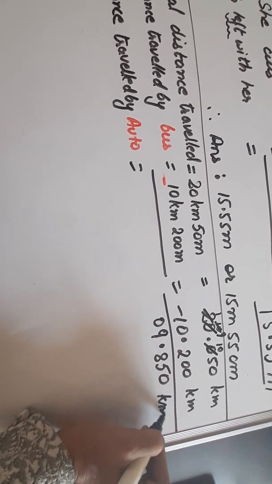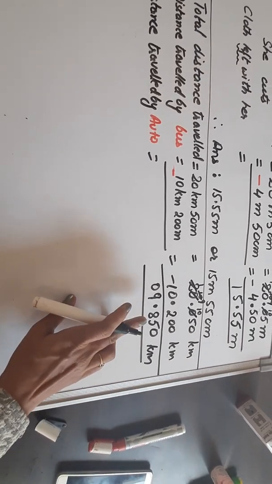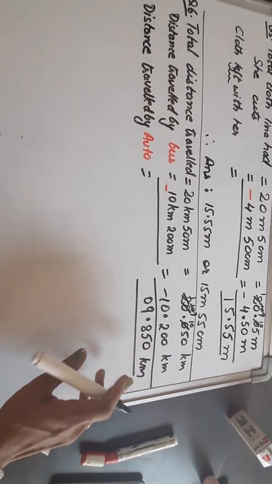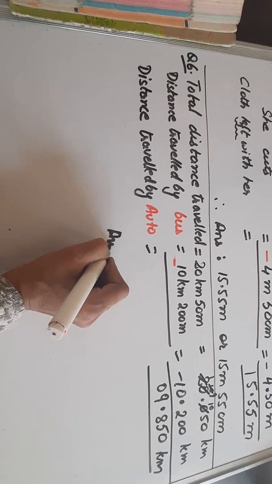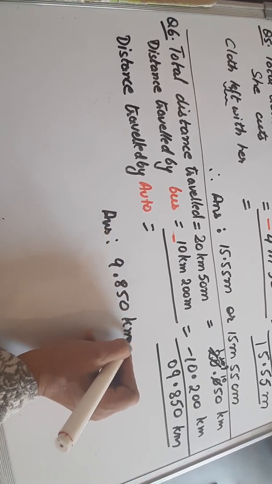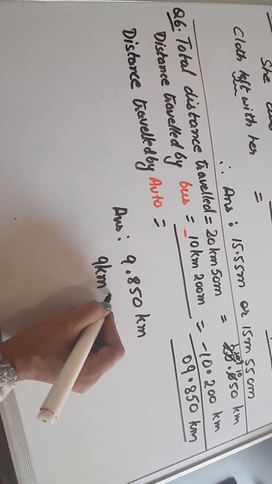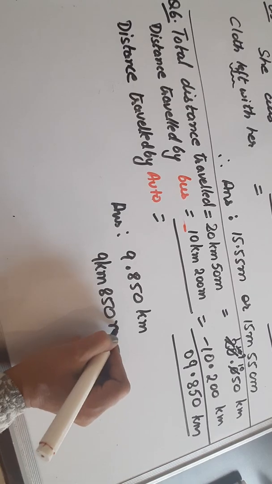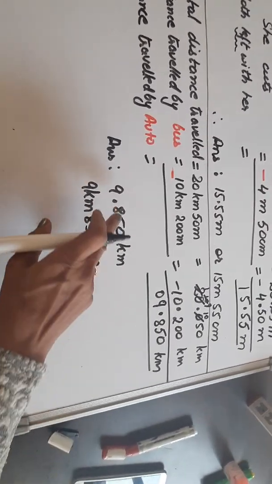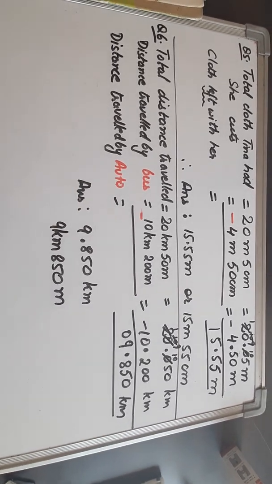So how much distance does she travel by auto? Yes, it is 9.850 kilometers, or we can say 9 kilometers and 850 meters. Like this we can write after the decimal. This value is in meters. So I hope it is clear to you.